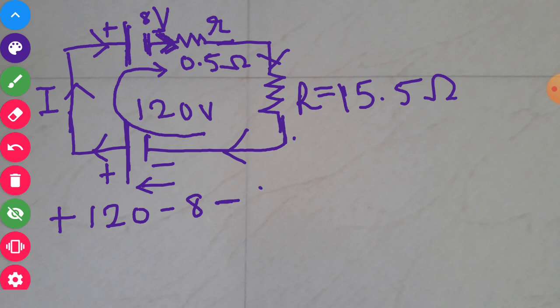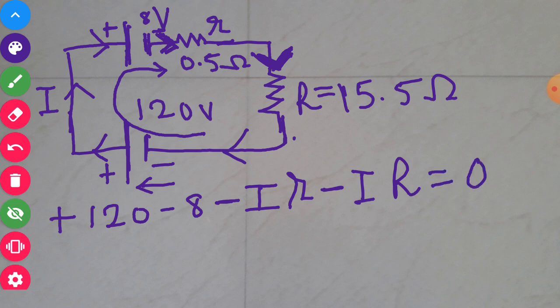that is the value of current, multiplied by the resistance through which I am moving, that is I into R. Again, here you can see this point, capital R, I am moving with the current, so minus I into R, and that is equal to 0. This is the way I can apply Kirchhoff's rule.